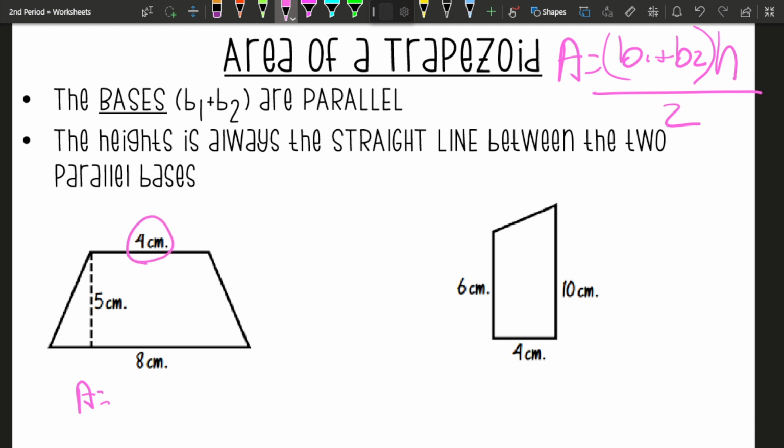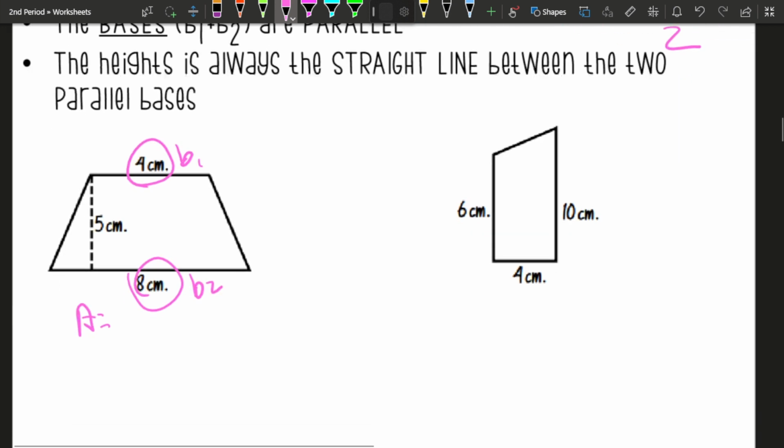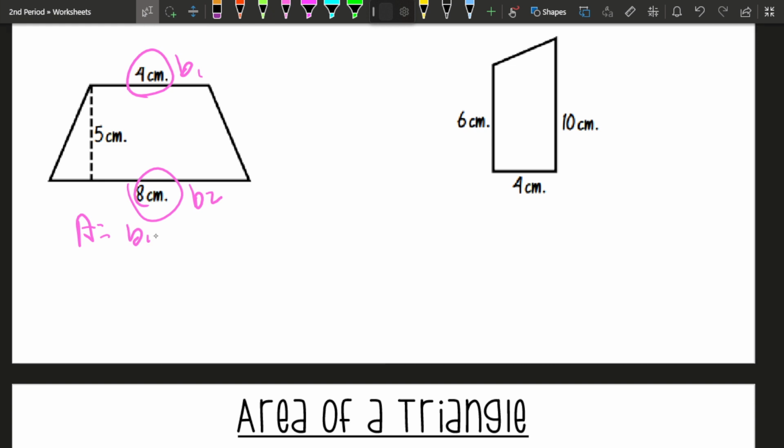4 and 8. Very good. These are my 2 bases. Base 1, base 2. And all I got to do is put them on the formula. So area equals base 1 plus base 2. We're going to add those, then multiply by the height, and then take half of all that.